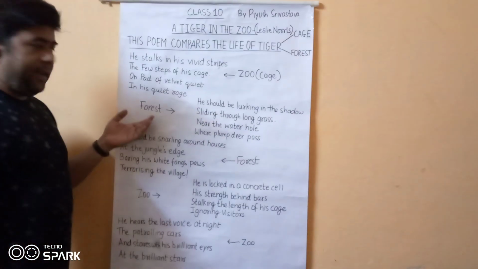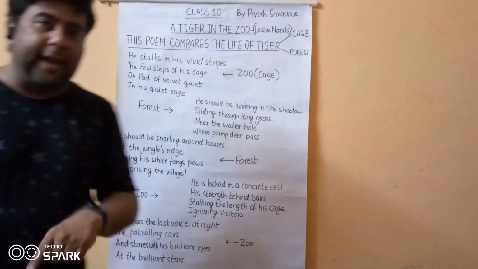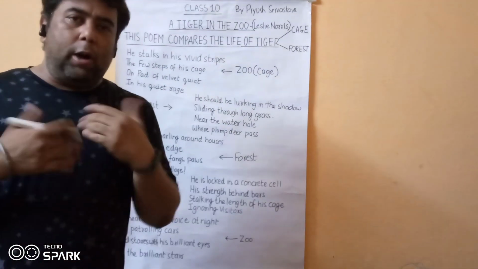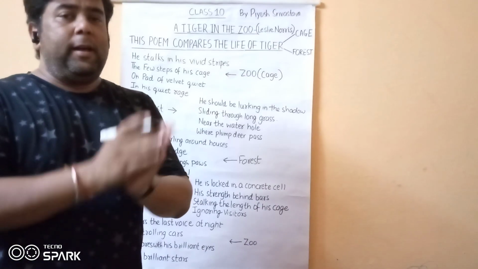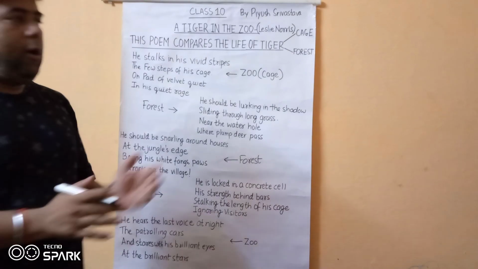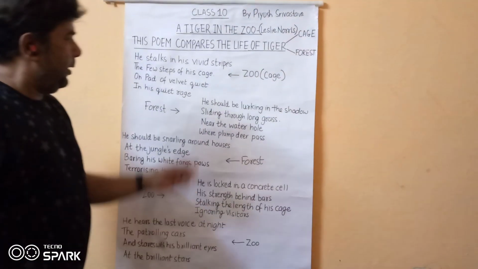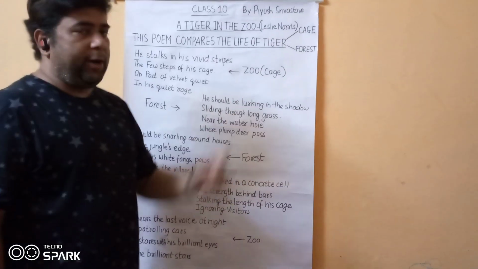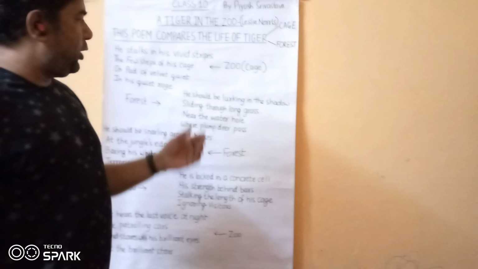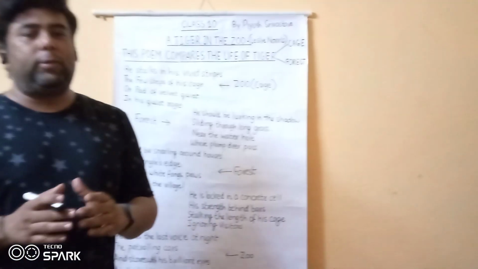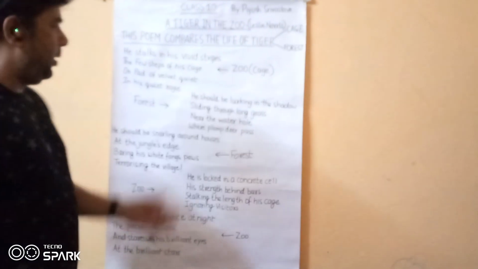Now we move to the second stanza. Now this stanza talks about the forest. The same tiger, if he had not been in the cage right now, if he had been in the forest, अगर tiger इस समय जू में न होता और अगर वो forest में होता तो वो क्या कर रहा होता? तो he should be lurking in the shadow. Lurking का मतलब होता है छुप जाना, to hide. So he must be lurking in the shadow. अगर वो जंगल में होता तो शायद इस समय कहीं shadow में छुपा होता. He might be hiding in the shadow.